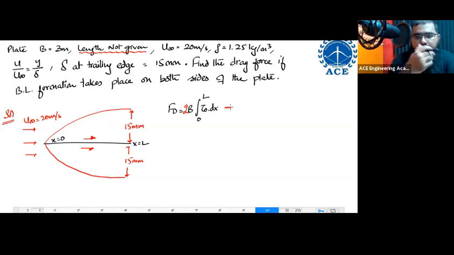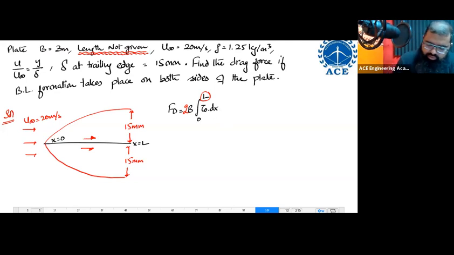But there is one more problem. Look carefully. Do I know the value of L? That is why I underline this. Anytime the question comes on drag force where length is not given, you will be trapped. The only way out over here is to use the Kármán momentum integral equation. Now what to do?